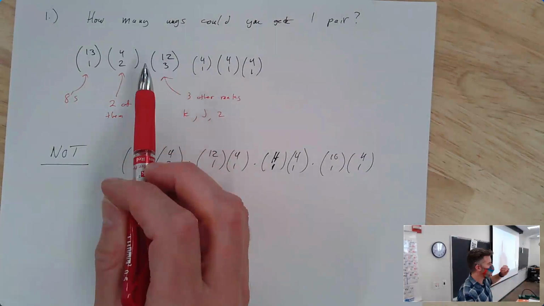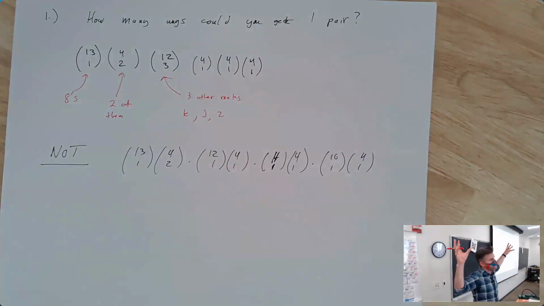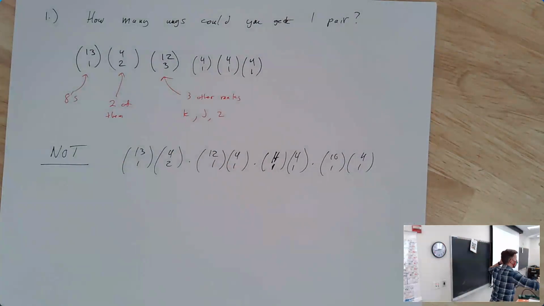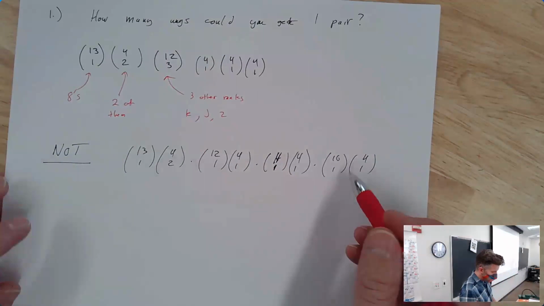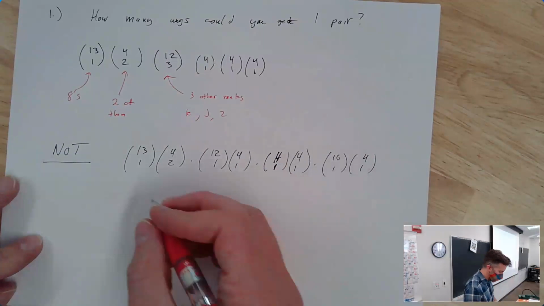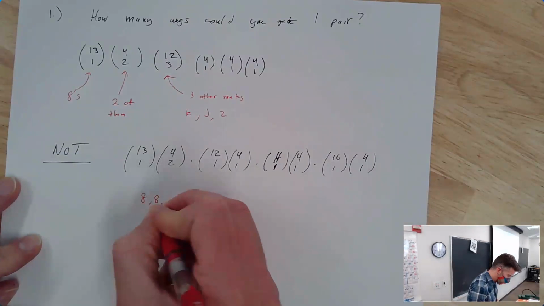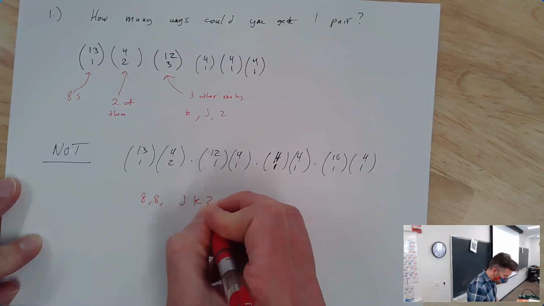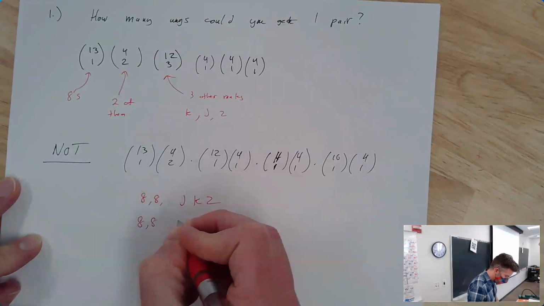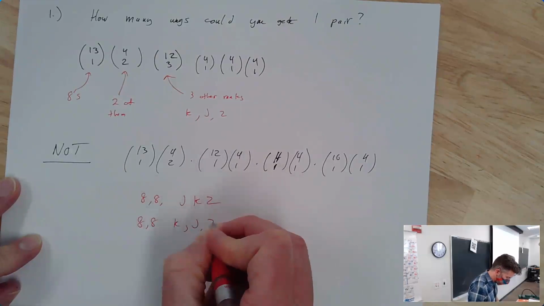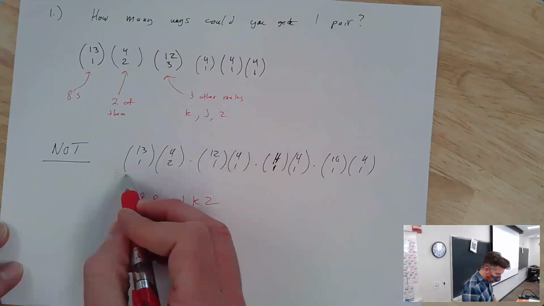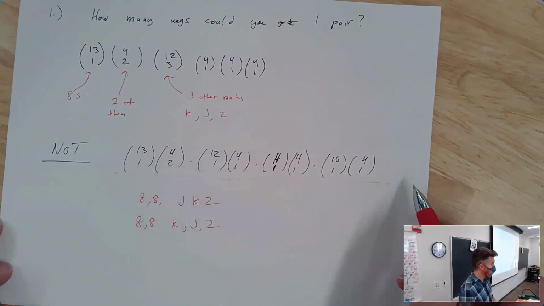Where you're picking the kings, jacks, and 2s all at the same time, meaning we don't care what order we get our king, jack, and 2 in. It doesn't matter if you get the king dealt first, the 2 dealt next, or the jack dealt next, or some other permutation of that. Whereas here, this differentiates between 2 8s and a jack, king, and a 2 versus 2 8s and a king, jack, and a 2. This way I'm multiplying it out counts those differently.